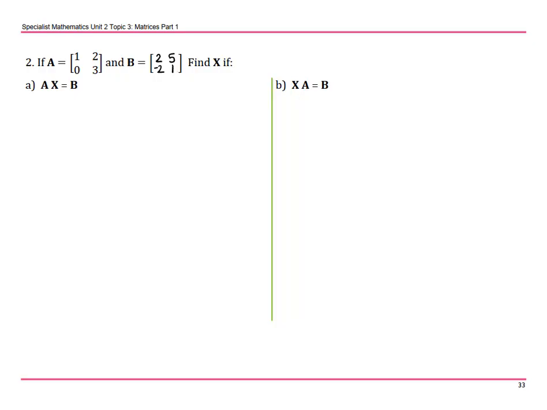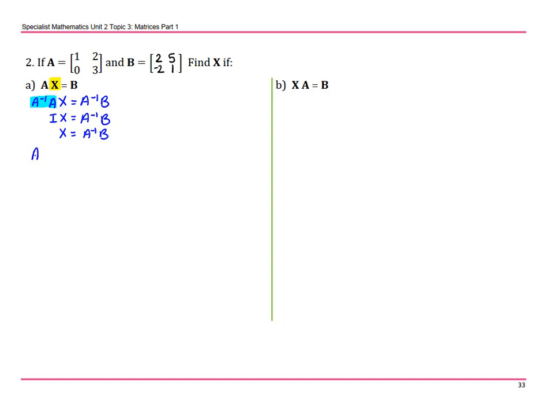Okay, in this question we have two matrices and we need to find x. So if AX equals B, we need to get that x on its own. So we need to pre-multiply. So the inverse of A times by AX, and then we pre-multiply on the other side. So we do the same thing. A to the negative 1 times A, or the inverse of A times A, is I. So IX equals the inverse of A times B. So that means x is the inverse of A times by B.